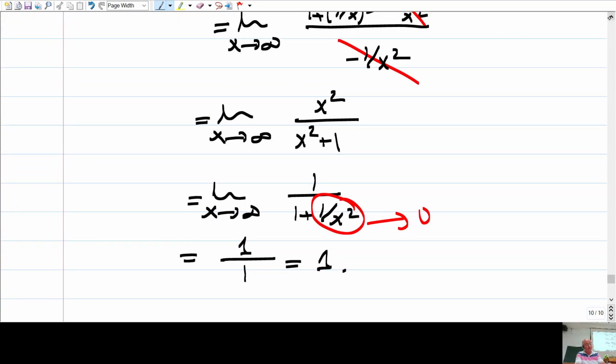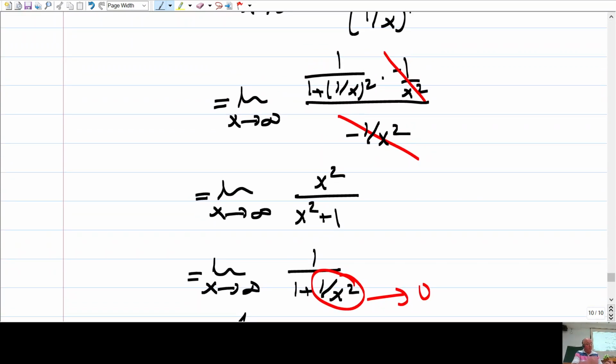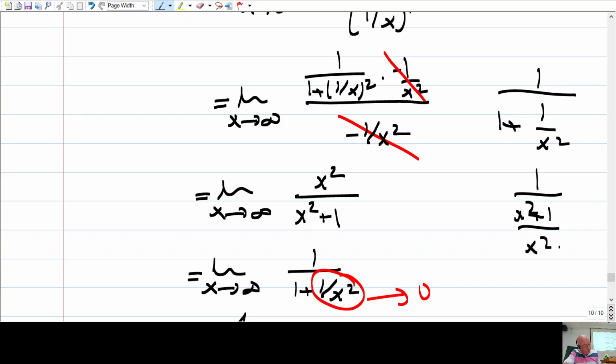Yeah, how did I get this? So you see 1 over 1 plus 1 over x squared. This term here. This is just 1 over x squared plus 1 divided by x squared, and x squared goes up, giving x squared over x squared plus 1.